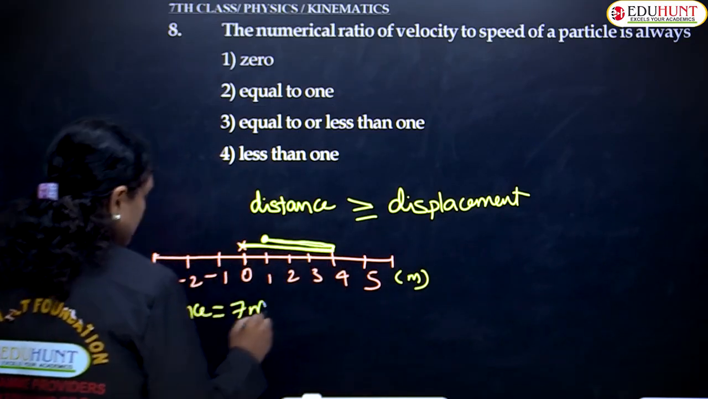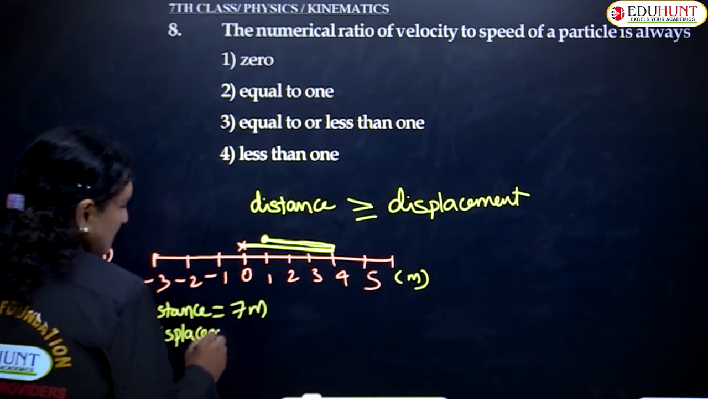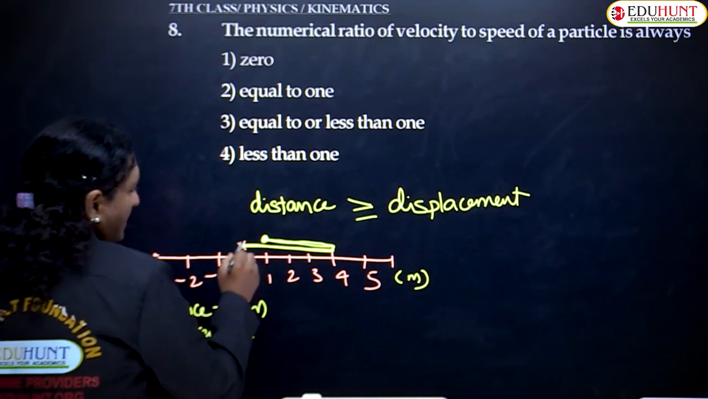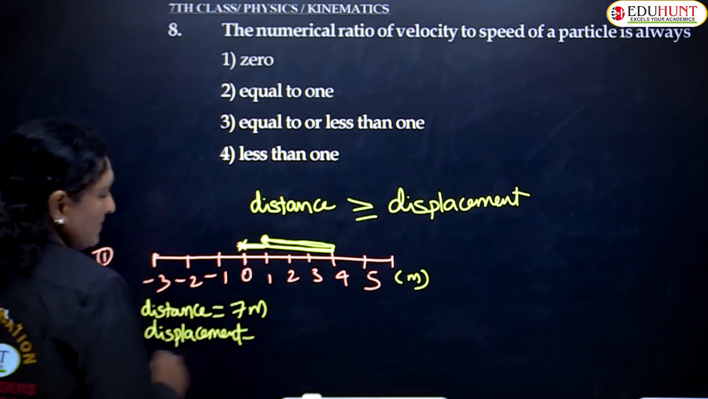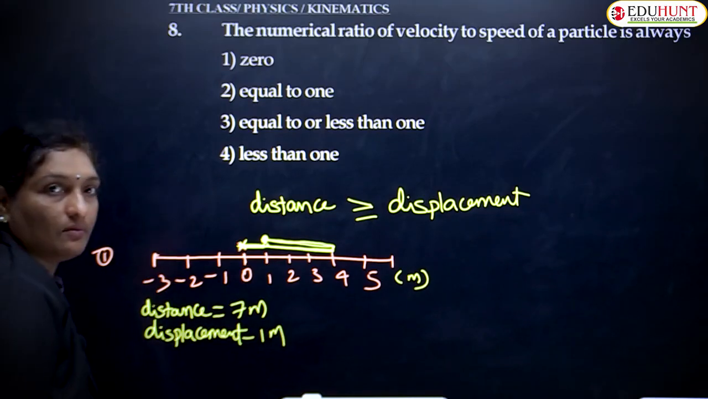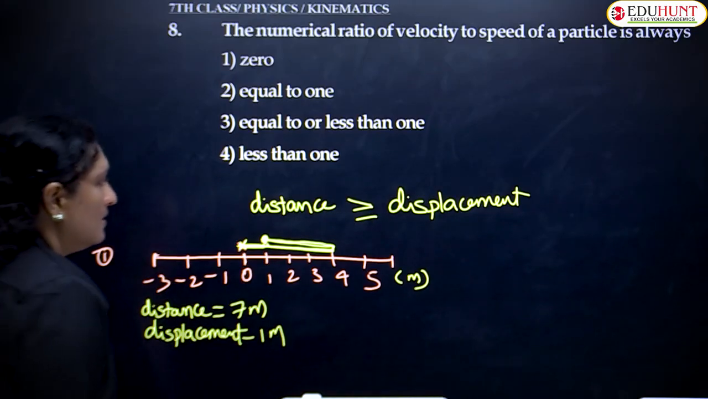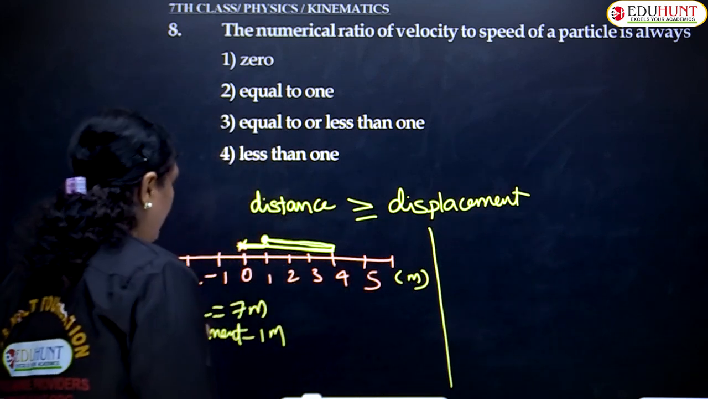Totally 7 meters. And what is the displacement, children, in the first case? Here was the initial position, here was the final position. How much is the displacement? Hardly 1 meter. Okay, what is that? 1 meter.